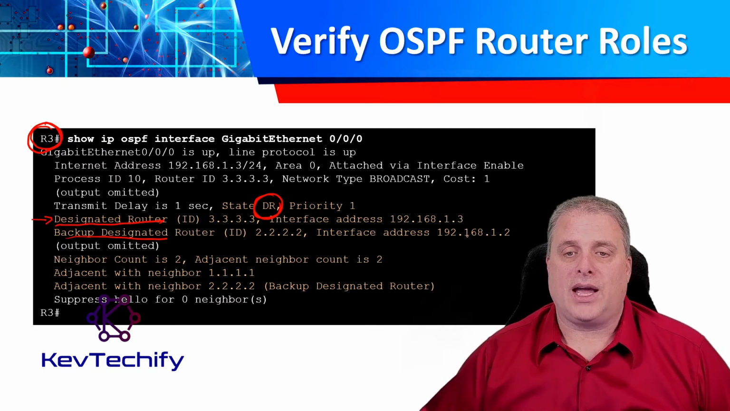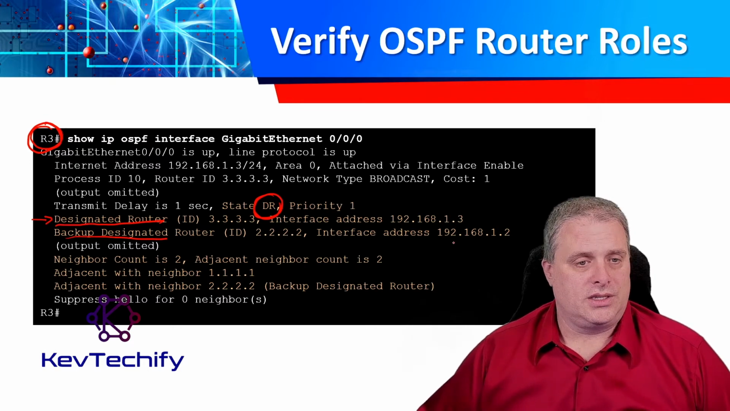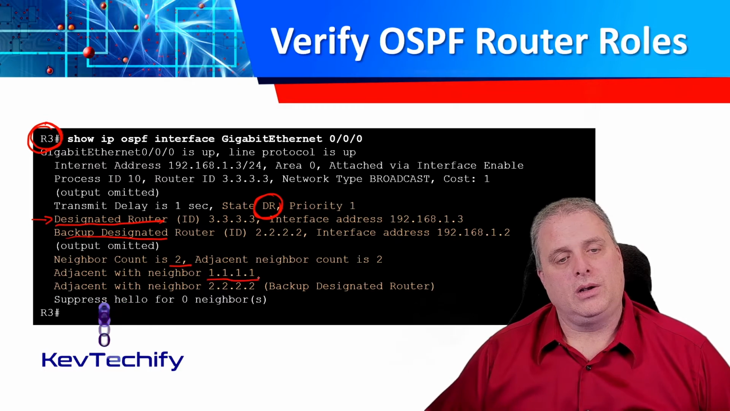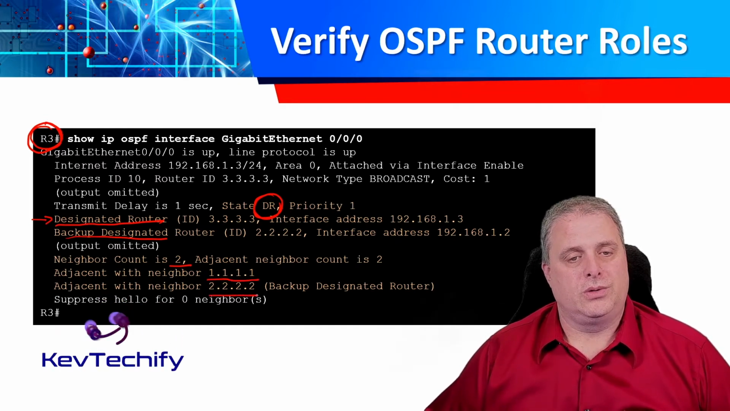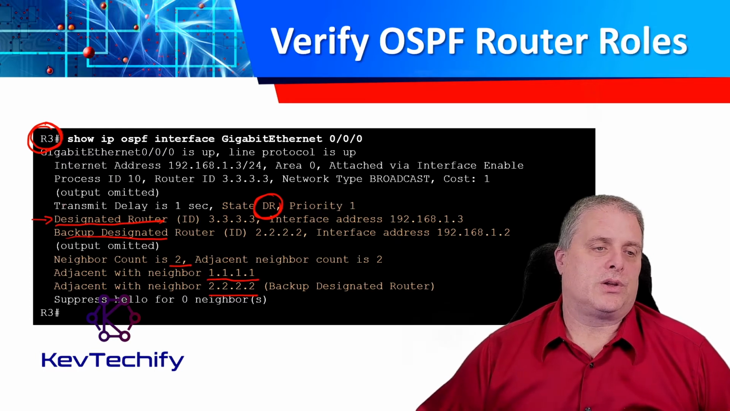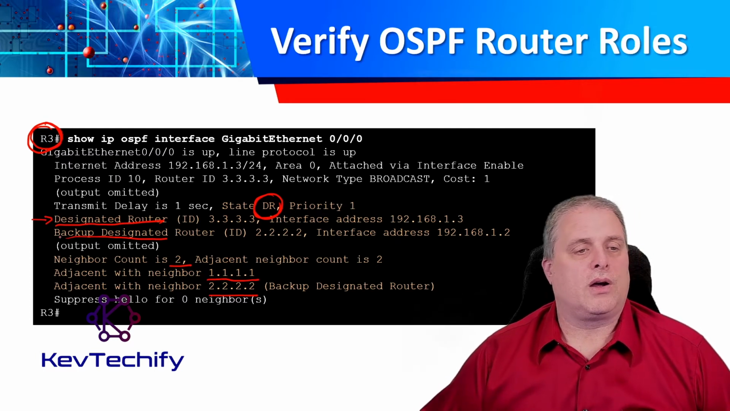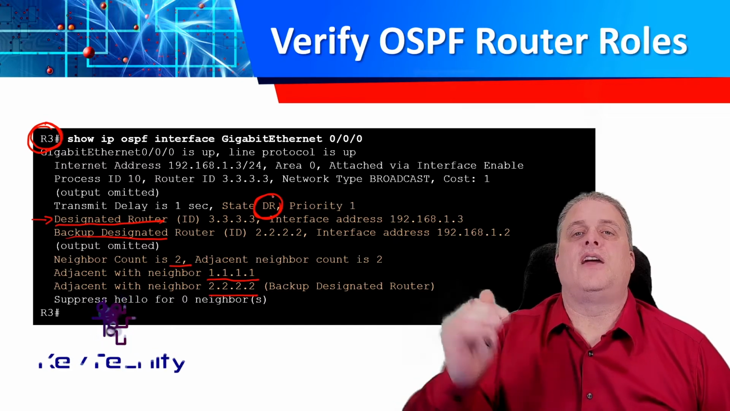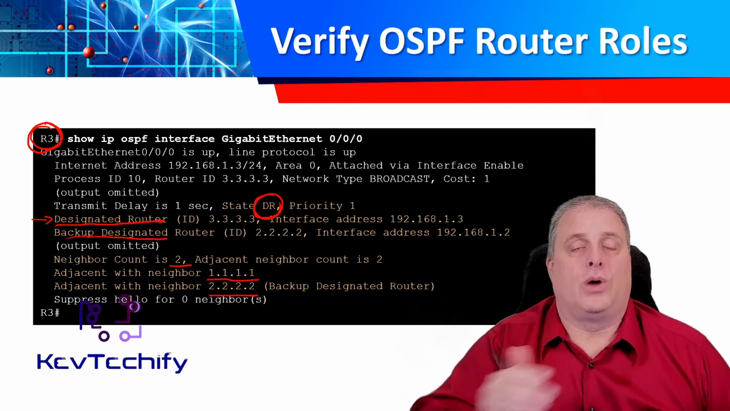We list out the IP addresses on those interfaces. Our neighbor count is still 2. We list out router 1. We list out router 2. We have our adjacency information. We have the results from our election, who our current designated router is, and our backup designated router. And we say what our state is. We are the designated router. We have verified our OSPF router roles.